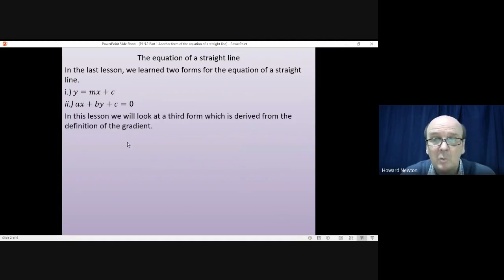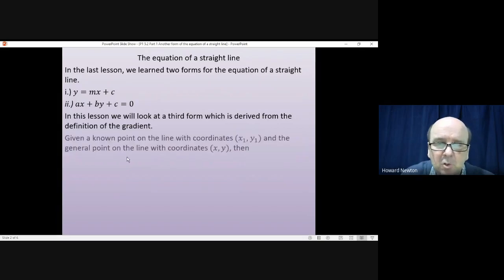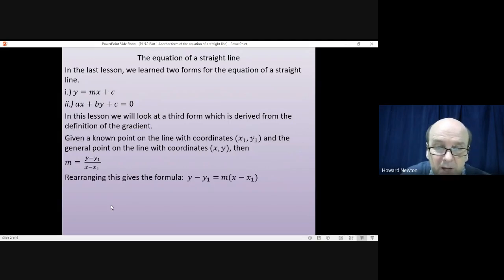And in this lesson, we'll be looking at a third form, which is derived from the definition of the gradient of a line. If we have some point on the line that we know the coordinates of, we'll call that point x1, y1. And then the general point on the line is the point with coordinates x, y. Then the gradient of the line is equal to the change in y divided by the change in x, which would be y take away y1 divided by x take away x1. Rearranging this gives us the formula for a straight line: y minus y1 is equal to m, the gradient, into x minus x1.